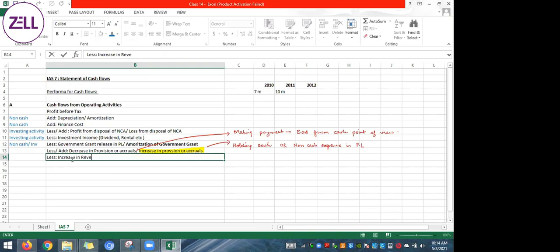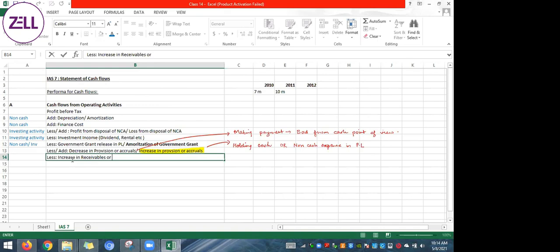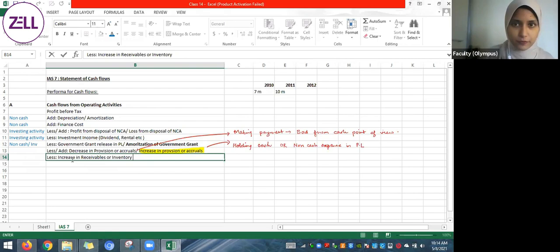Same way, increase in inventory. Again, do you think it's good or bad? Bad. Why do you say bad? Because we are buying inventory and cash is lost there unless you sell it. Increase in inventory means you're buying inventory and your money is stuck in there. So that's again bad from the cash point of view. So less increase in receivables or inventory.